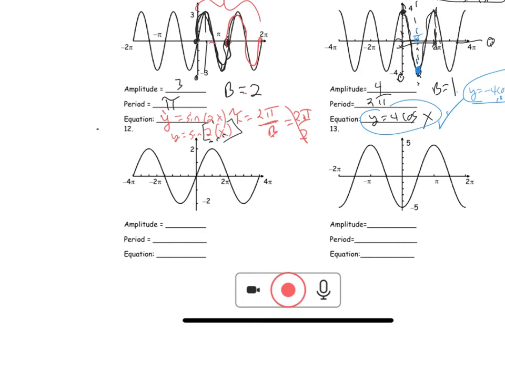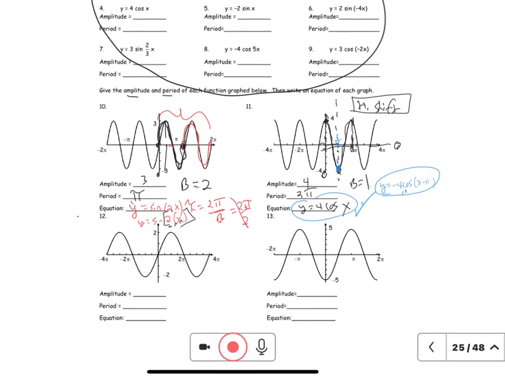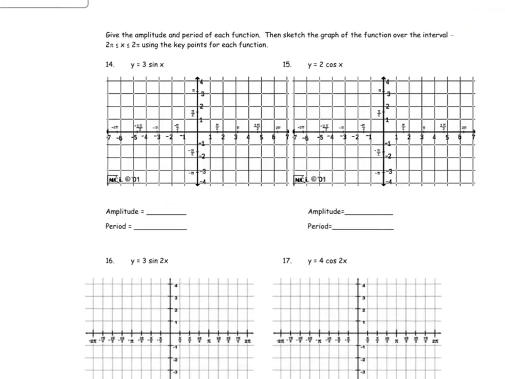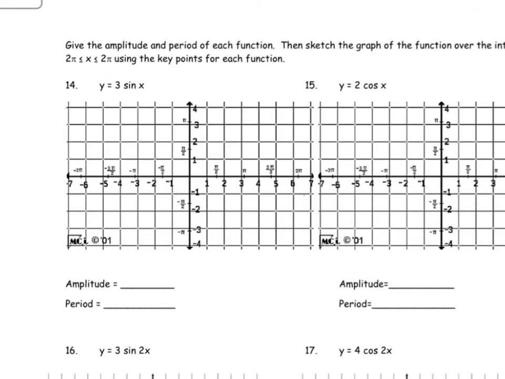All right, you got 2 more on that page. Get it done in class because I told you I have a sub. No, I don't have a sub. I'm not there. So next one.